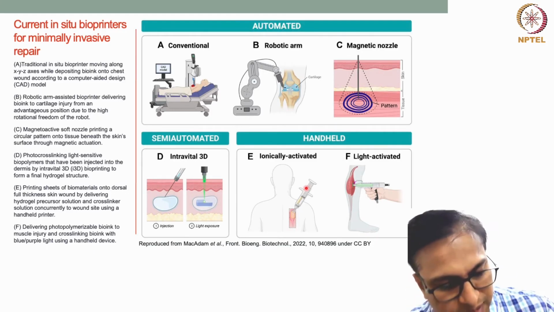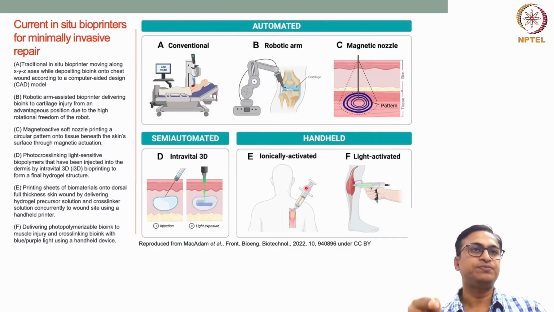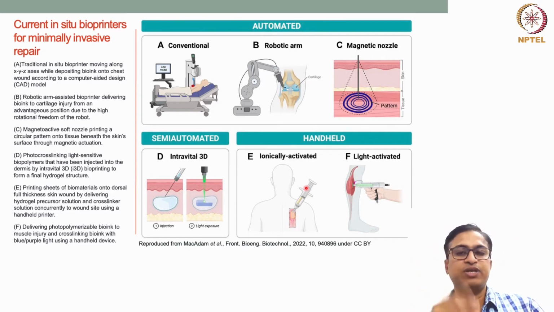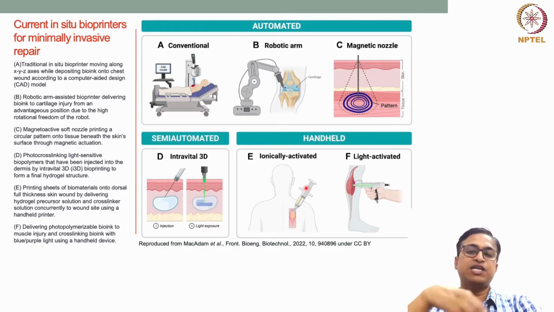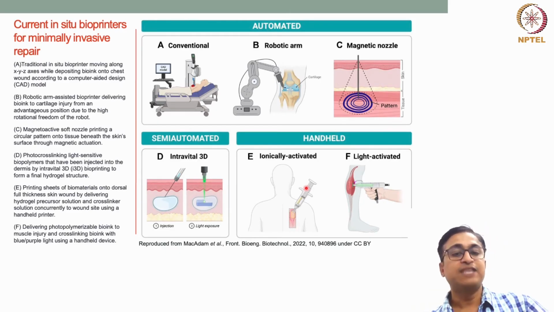Suppose for the bioprinting nozzle or the print head, a robotic arm can be used. A magnetic nozzle can be used without touching the thing, so by magnetic actuation, the printing can be possible. Semi-automated, where suppose intravital 3D printing, where we can inject the bioink within that defect area, then that can be cross-linked by photo light exposure. And in case of handheld, either it can be ionically activated or light activated bioprinting are possible.